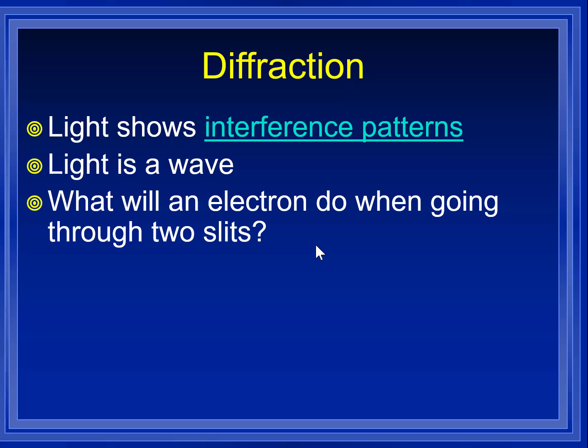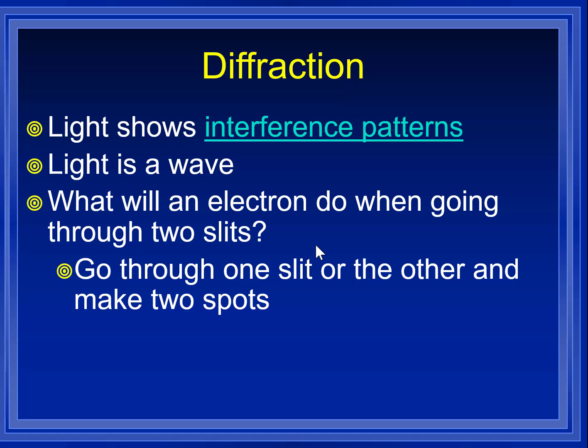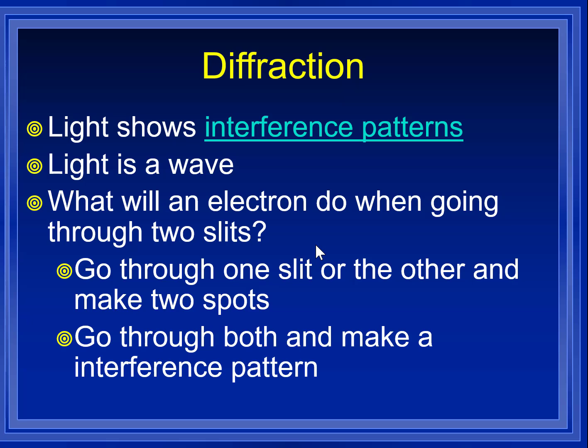Because if I shoot at two slits, different things happen with particles and waves. Because if an electron is a particle, it can go through the slit on the right or the slit on the left. And you're only going to get two spots where it hits. And it'll be dark in the middle. Does that make sense? If it goes through both, like a wave, it'll make an interference pattern.